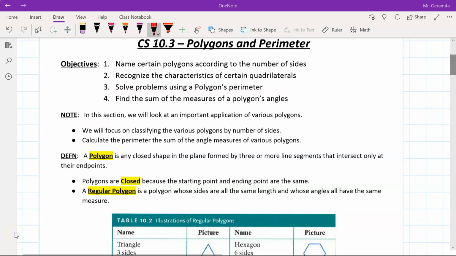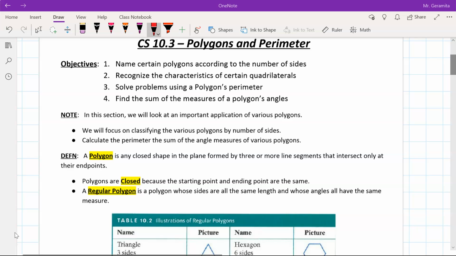Okay, so today we're going to start 10.3. This is just a one part. We're going to talk about polygons and perimeter, which means that in the coming chapters we're actually going to talk about surface area and volume of figures. So we're going to start out with 2D figures and make our way to 3D figures.